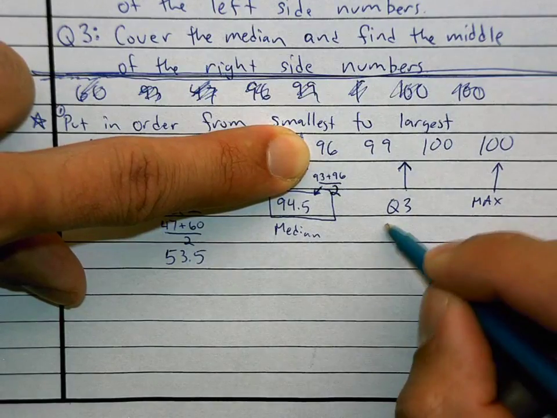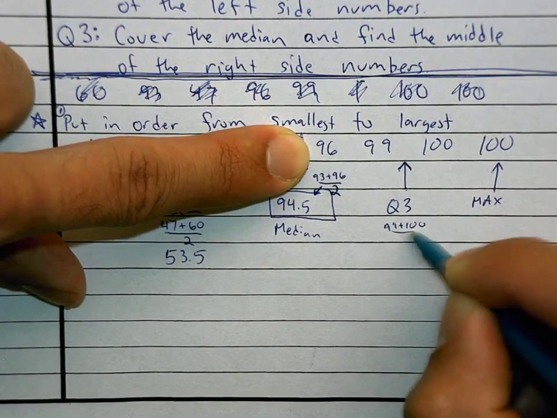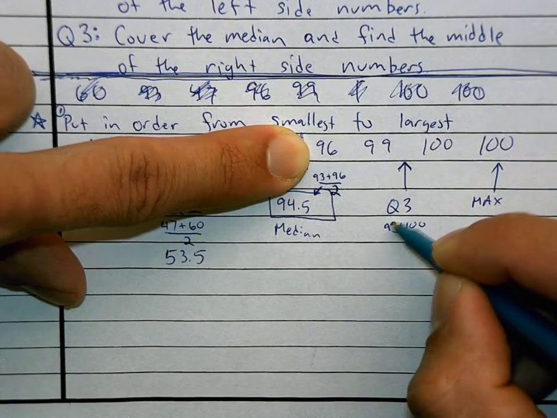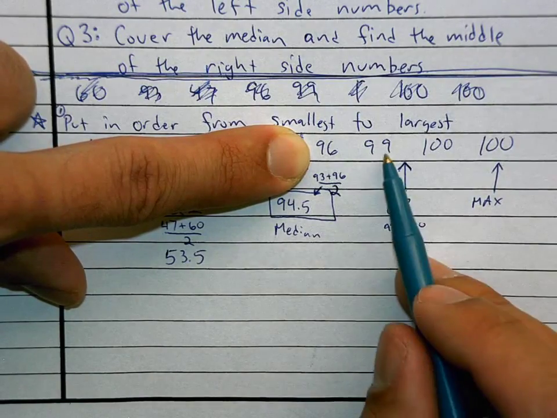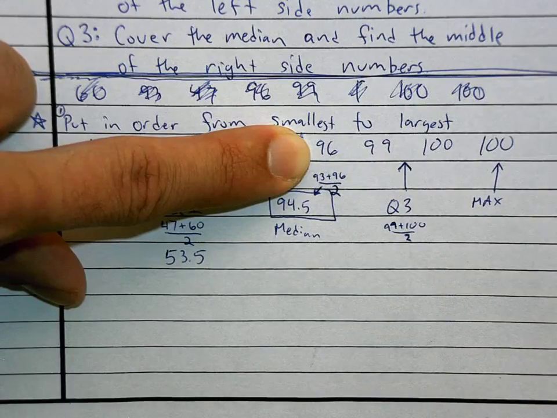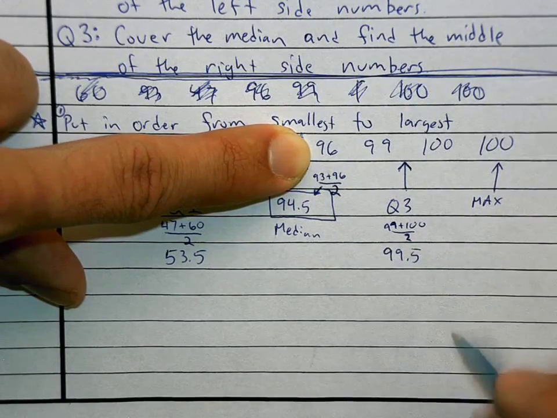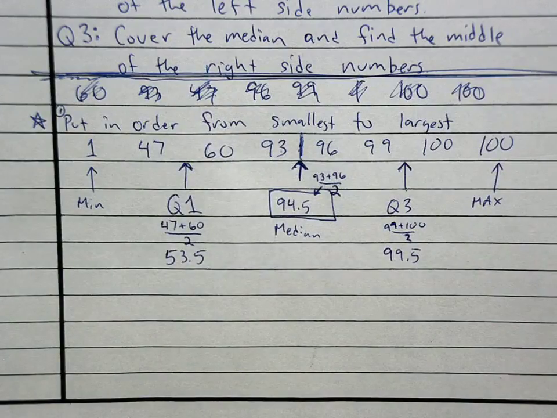It's 99 plus 100 divided by 2 if you wanted the math behind it. But I actually know what that is. Think of the number that's exactly in between 99 and 100. That is 99.5. 99.5 is Q3. And so now you have every piece of information you need for a box and whisker plot.